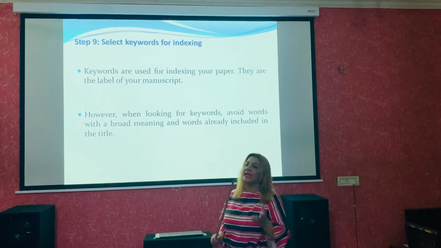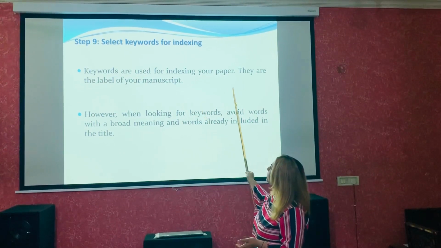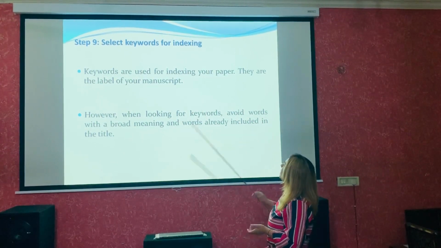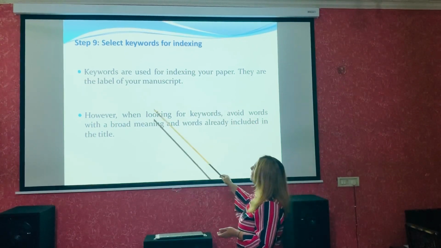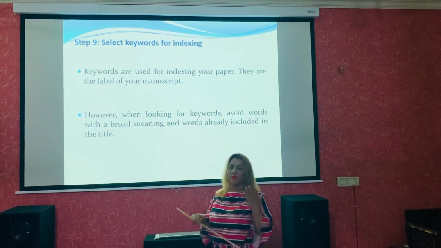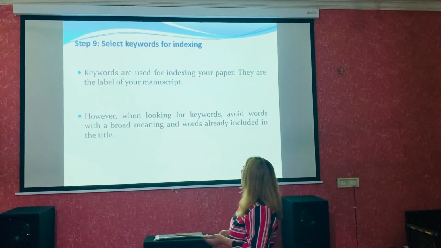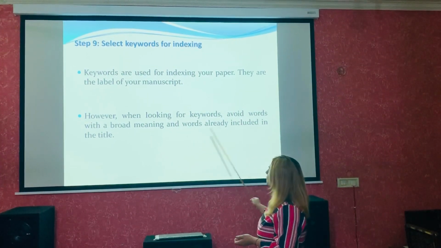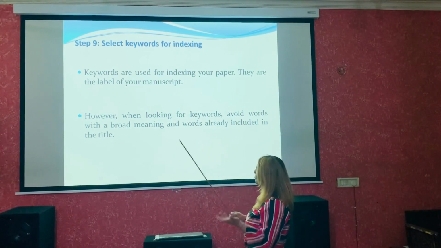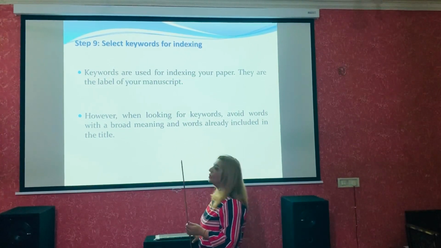Now step 9 is to select the keywords for the index. Keywords are basically used for indexing your paper. They are the label of your manuscript. Some of the research journals are not using keywords nowadays, but anyway, when you are looking for keywords, avoid the words which you have already used or included in your title. So don't repeat those words.